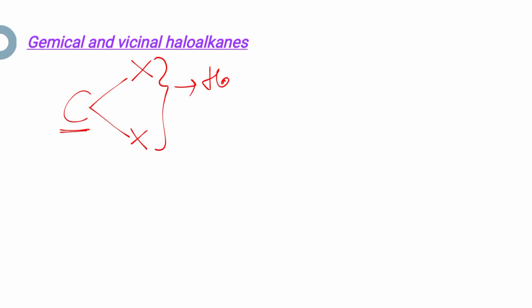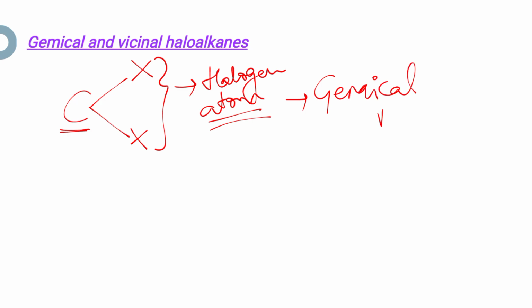What are geminal and vicinal dihalides? Geminal: when a single carbon atom is connected to two halogen atoms, then that compound is known as a geminal dihalide. In easy language, when two halogen atoms are connected to only one carbon, this is known as a geminal dihalide.